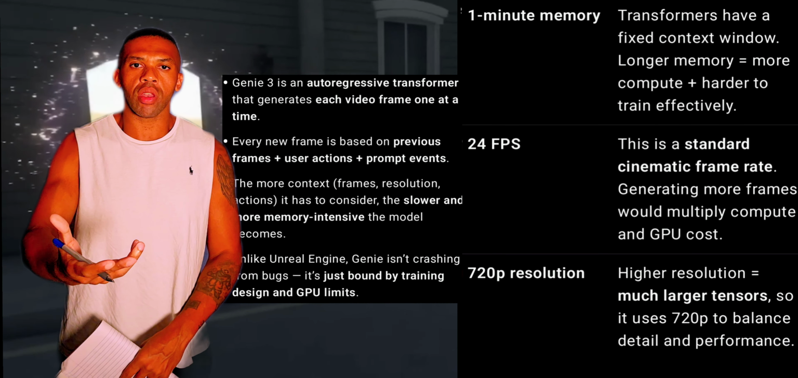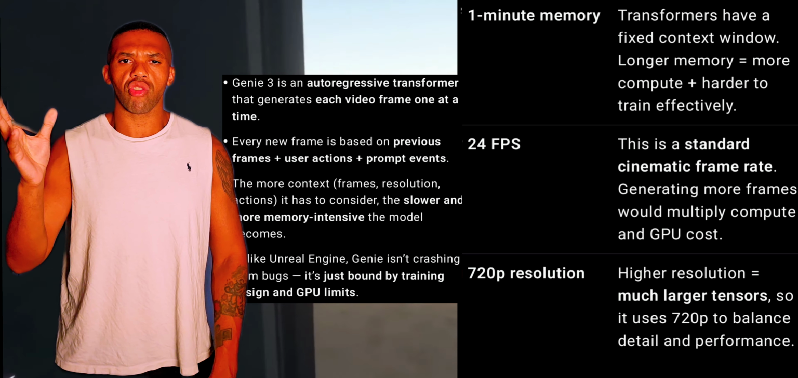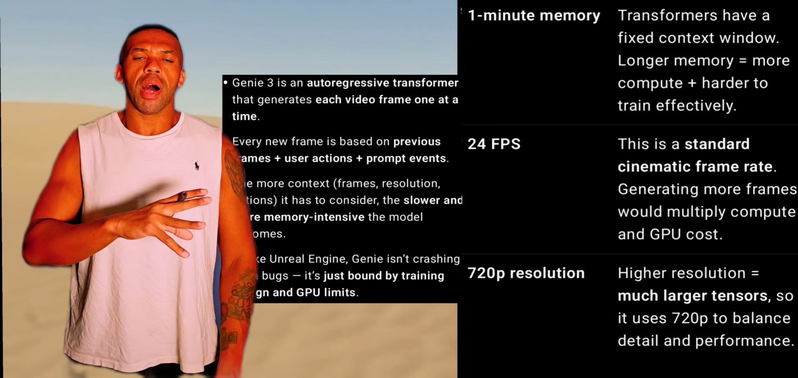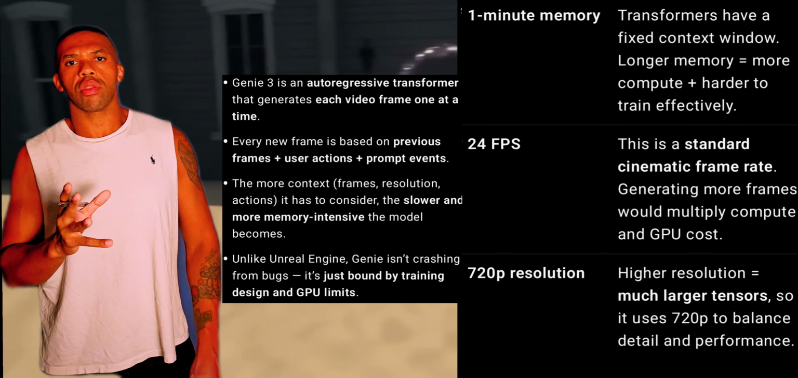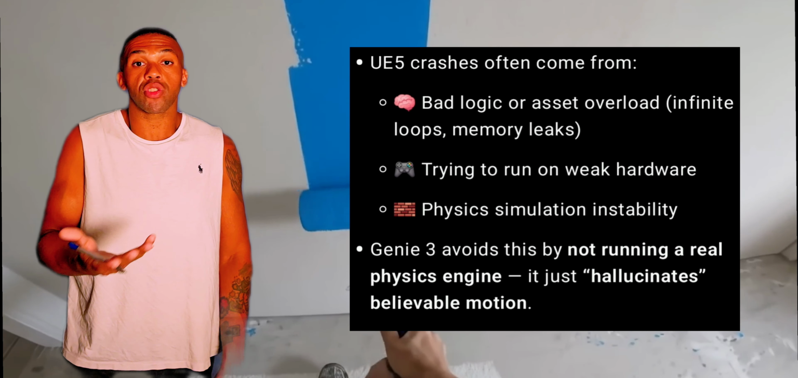Because if you've used Unreal Engine, or even if you've used something like Cyberpunk, which didn't use Unreal Engine, it uses their proprietary engine. But I think the new Witcher is going to use Unreal Engine 5. But if you use Unreal Engine, or if you played Cyberpunk when it first came out, games crash, right?